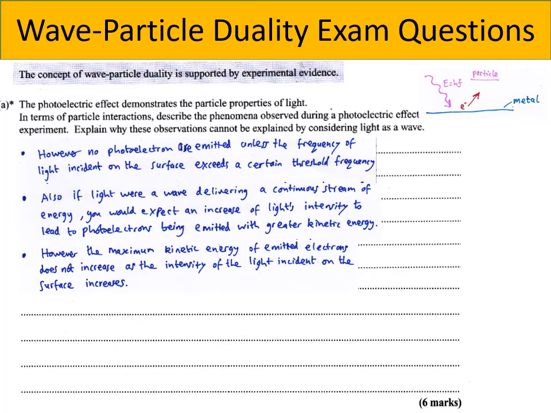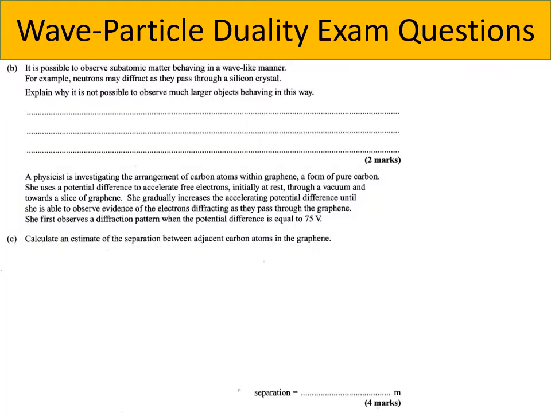All right. Part B of question number 4. It is possible to observe subatomic matter behaving in a wave-like manner. For example, neutrons may diffract as they pass through a silicon crystal. Explain why it is not possible to observe much larger objects behaving in this way.